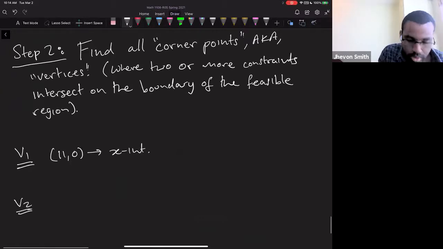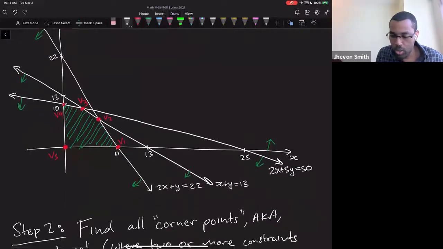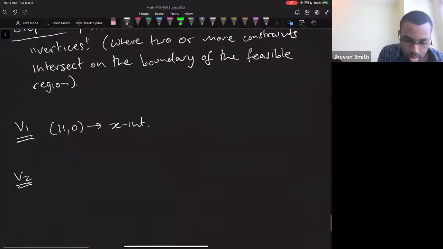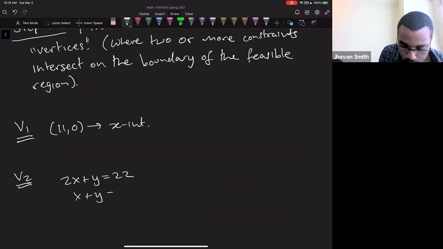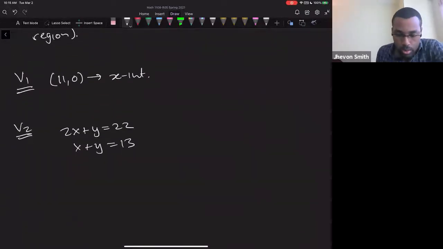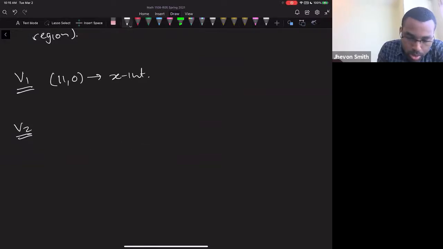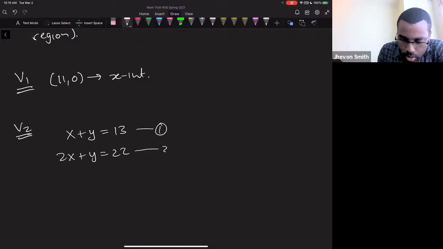Okay, V2. For V2, notice that V2 is the intersection of x plus y equals 13 and 2x plus y equals 22. So for this one, I need to solve a system of equations. 2x plus y equals 22, x plus y equals 13. Right? So what can I do here? X plus y equals 13, call that equation 1. 2x plus y equals 22, call that equation 2.